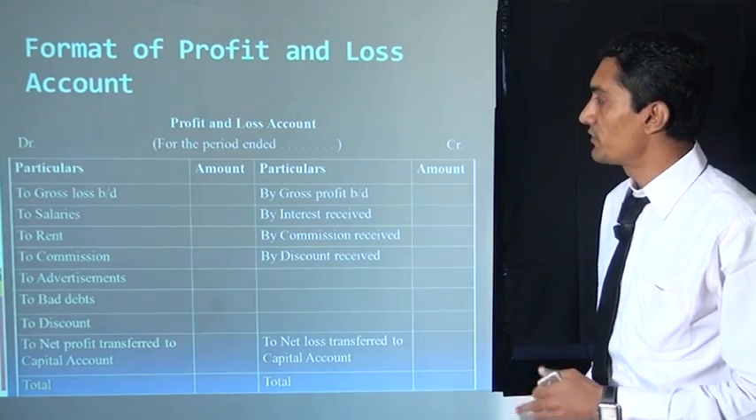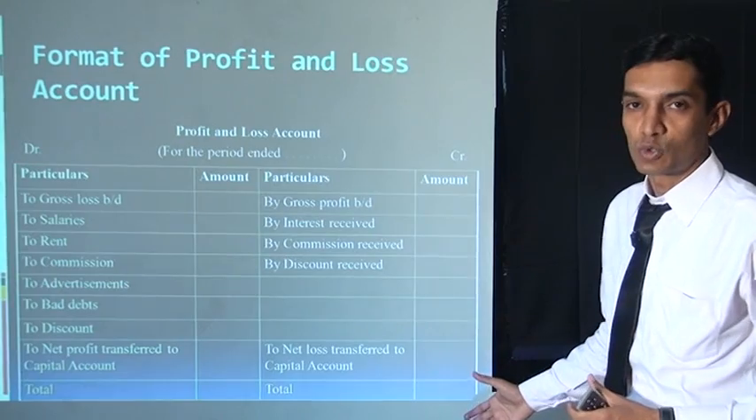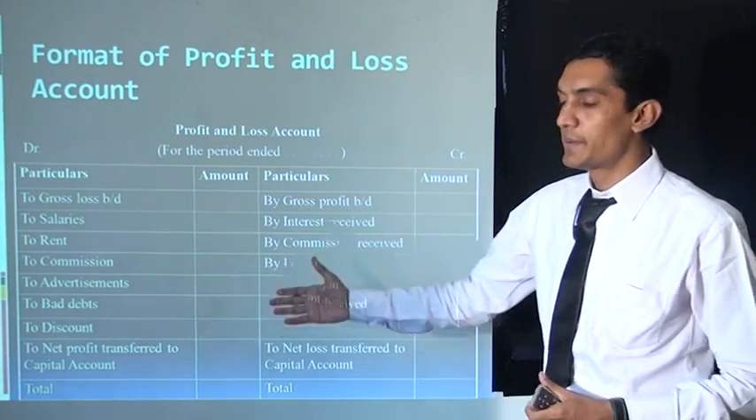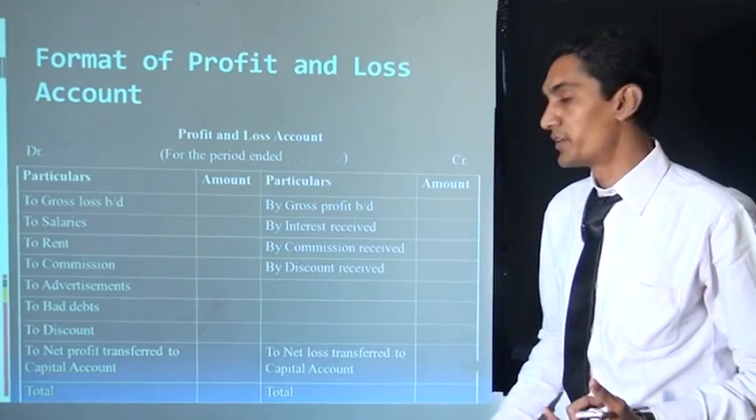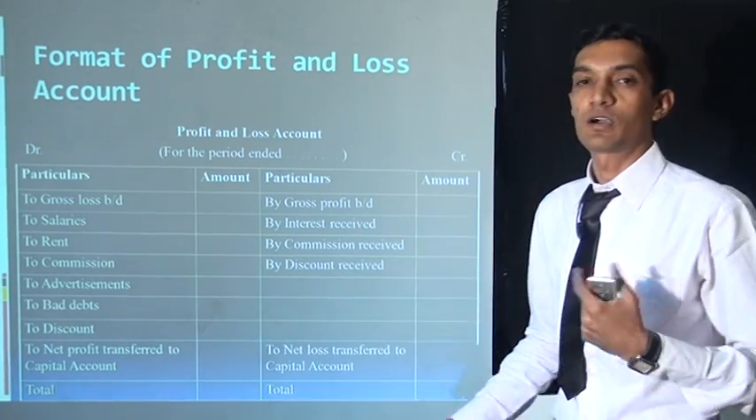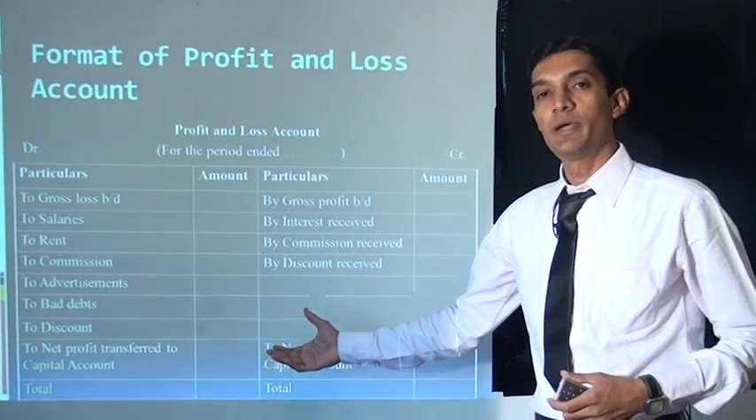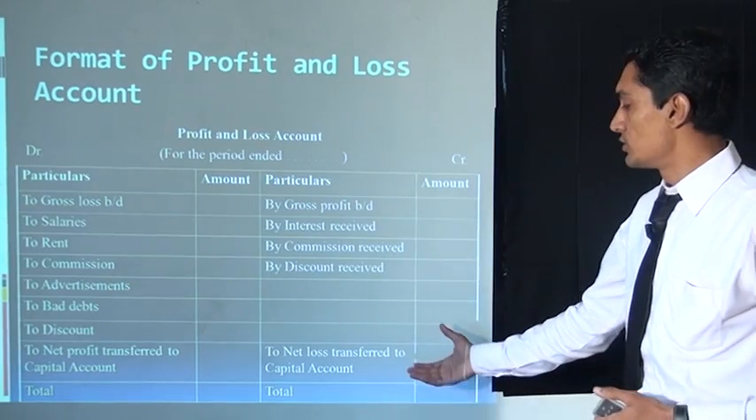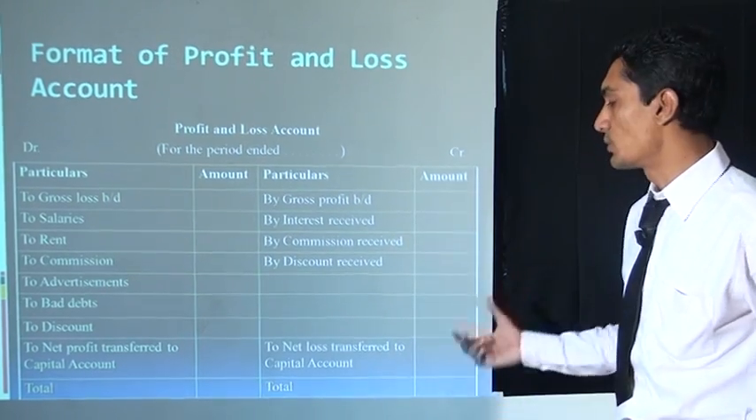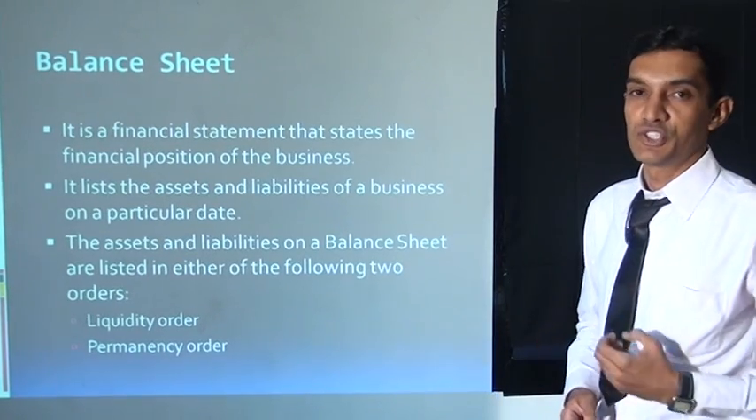Then after we close the profit and loss account, suppose the credit side total is more than the debit side, so it is net profit. Our net profit is transferred to the capital account. And suppose the debit side total is more, so debit minus credit, it is our net loss, transferred to the capital account. Now next, the balance sheet.